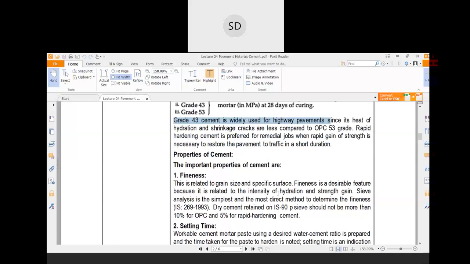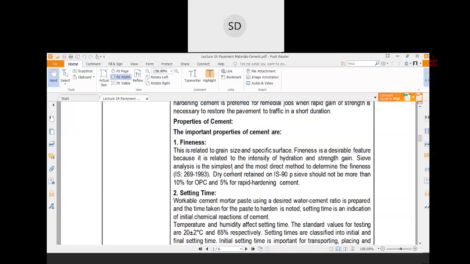Now there are different properties of the cement which are very important for the rigid pavement design. The first one is fineness. How do we know the fineness? Fineness of the cement is known by sieving. Generally, sieve analysis is conducted with the help of an IS 90 micron sieve, and the retained percentage on the IS 90 sieve should not be more than 10% for ordinary Portland cement, OPC, and 5% for rapid hardening cement.